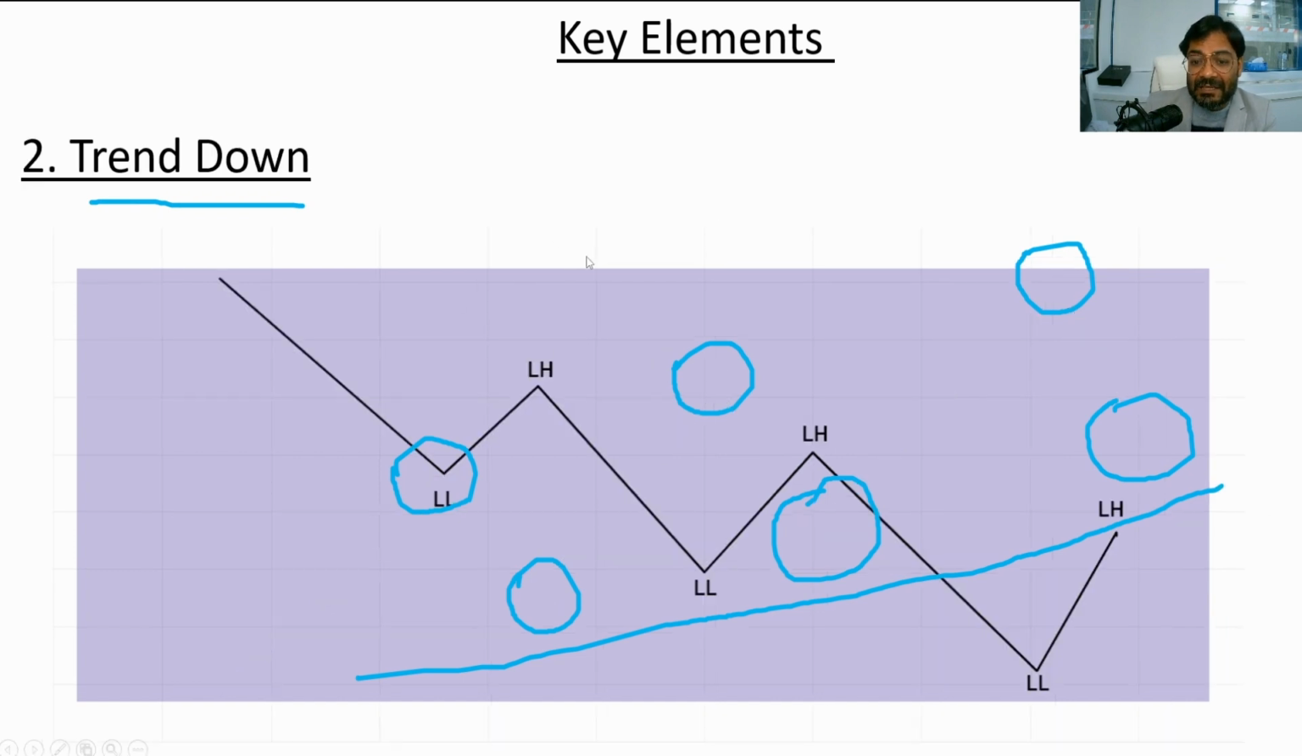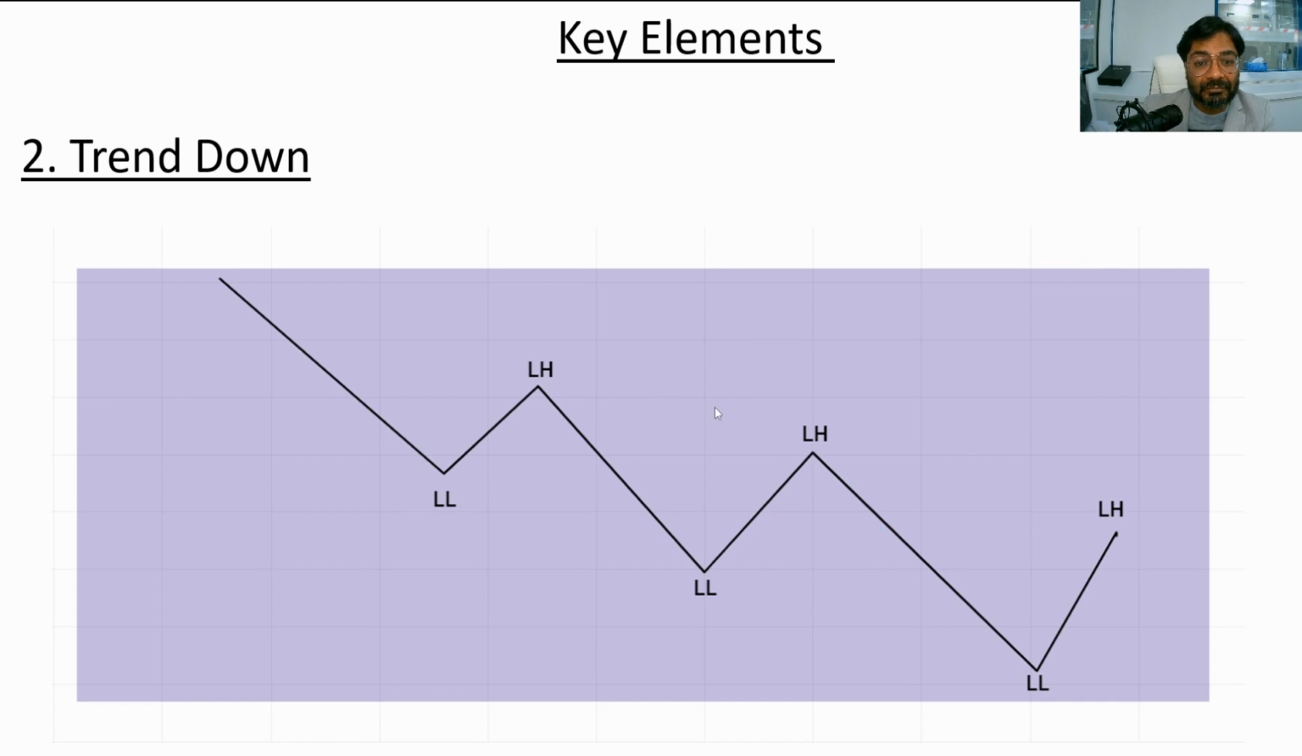The next is trend down. So let me clear the chart. All right, so trend down in the key elements is also very, very important because that tells us when the movement or the trend is going down or bearish, right? Like we marked everything on the trend up, the same thing happens here, but in the opposite way.